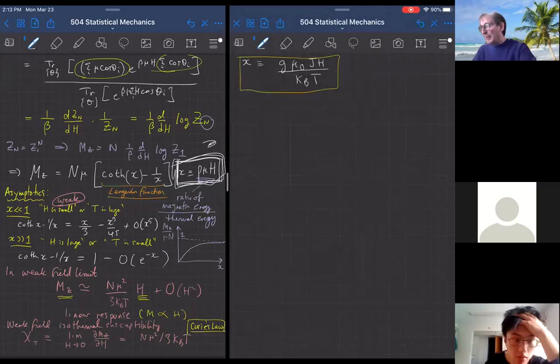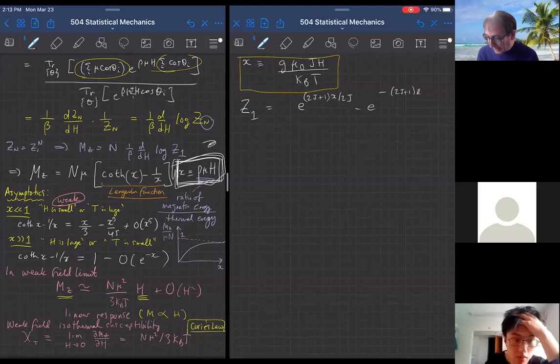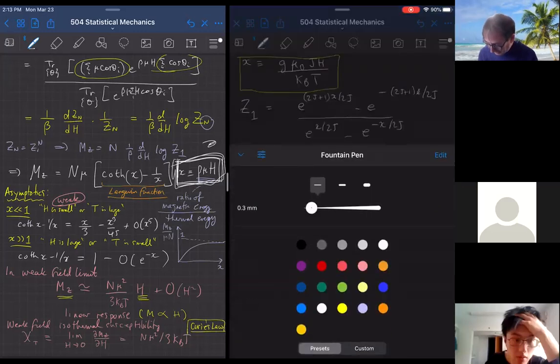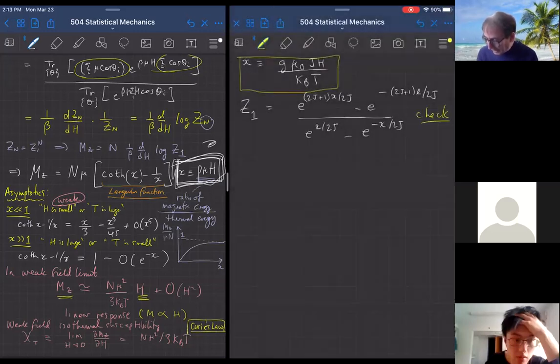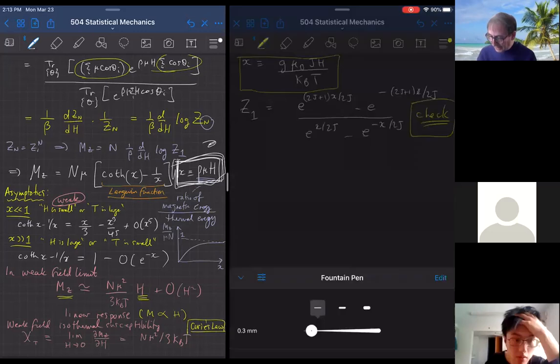So this is just a geometrical series, and since it's a geometrical series, you can just compute it. So Z1 turns out to be this: e to the (2j plus 1) x over 2j minus e to the minus (2j plus 1) x over 2j, divided by e to the x over 2j minus e to the minus x over 2j. And that's something that you can check just by summing up geometric series.